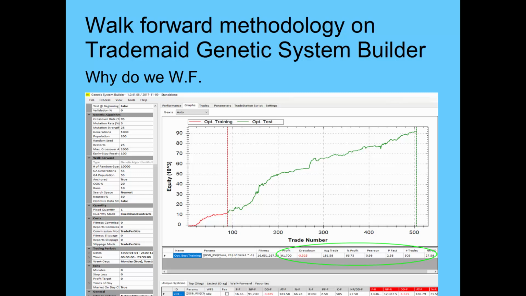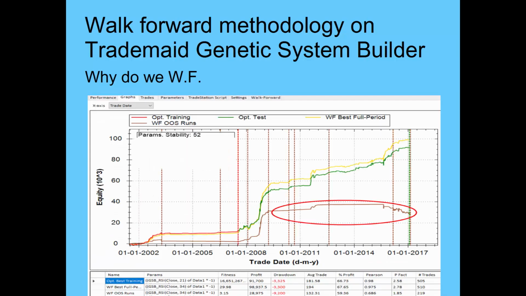But let's look when we do a walk forward. The original equity curve is in green. When we optimize the parameters, we get the yellow curve. But if we were to trade the system without the wisdom of hindsight, we get the brown curve, a system that is unprofitable and lost us money should we trade it live. It is an oversimplification, but I could say that you could hope for the yellow curve, but expect the brown curve in your real live trading.